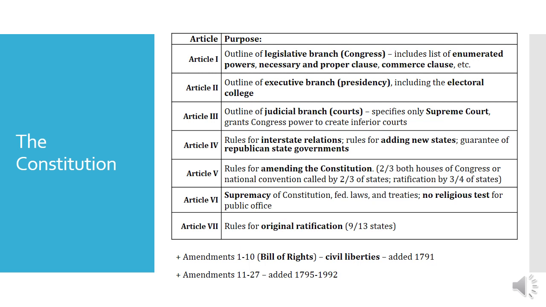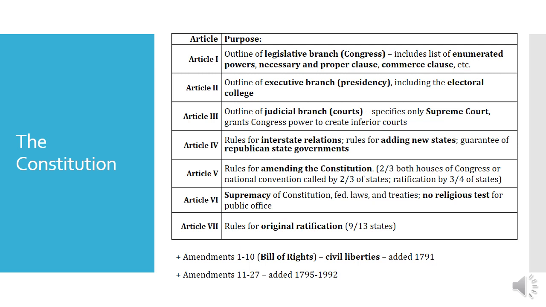Article 4 talks about how states are supposed to interact with each other. Full faith and credit clause, privileges and immunities clause, things like that. Also rules for how new states could be added in the future to the Union, and a guarantee, here again we have a reference to Republican government, that all state governments must be Republican in form. Article 5 talks about how the Constitution can be amended in the future.